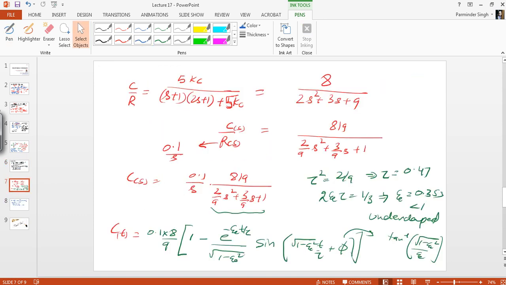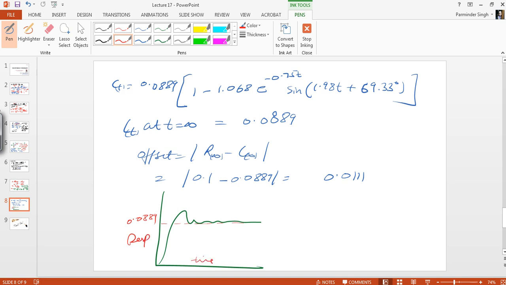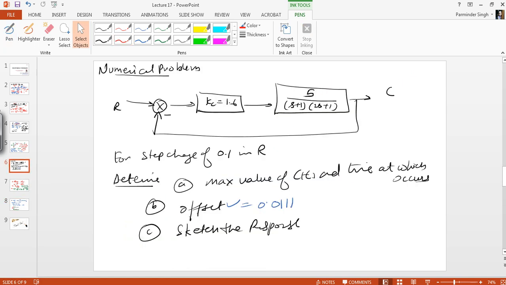Now sketch the response. We know that this is an underdamped system, so the response will be somewhat like this, and the ultimate value will be how much? That is 0.0889. So that's the response versus time. So we have plotted the response also.